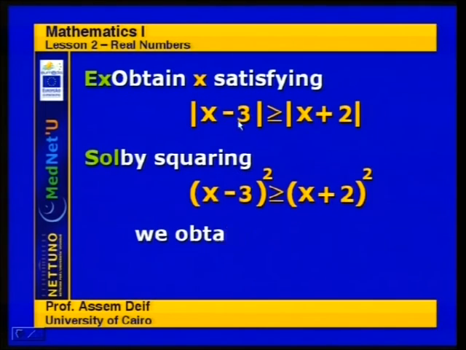For example, if you have an inequality of this sort and you wish to solve it for x, the best thing to do is to square both sides, and then you expand here to reach such an equality.